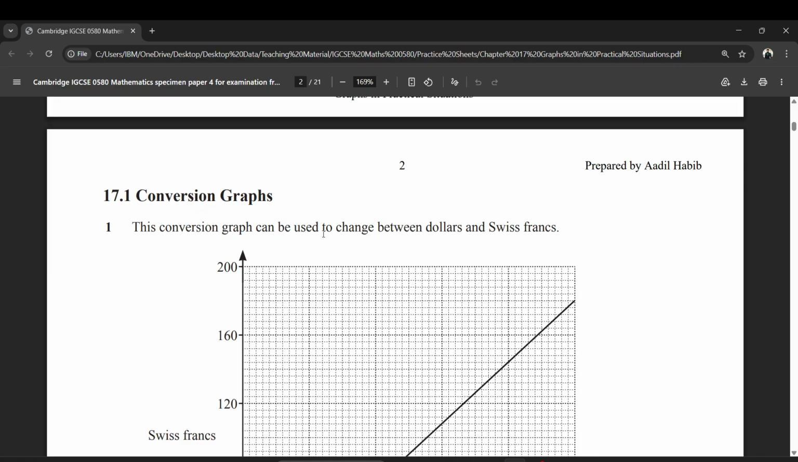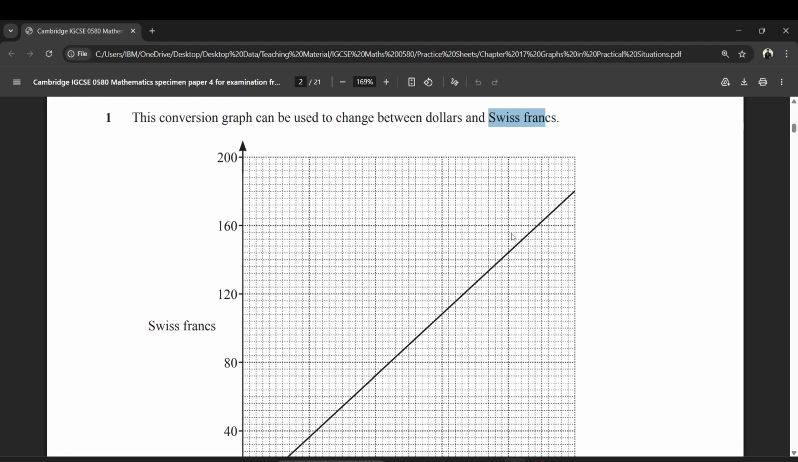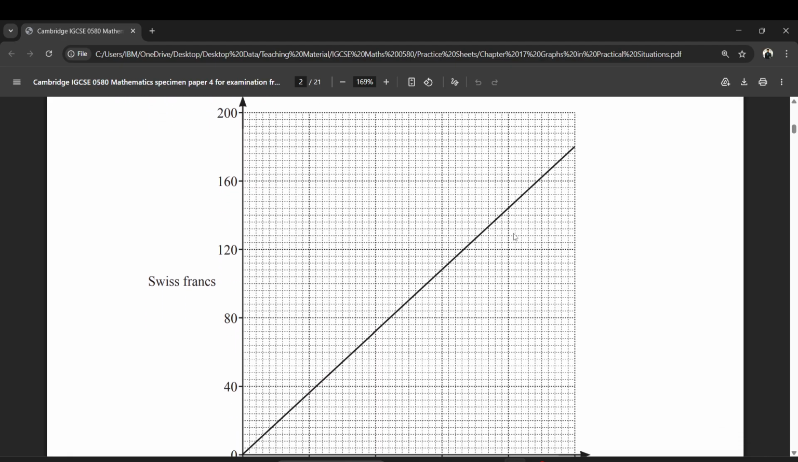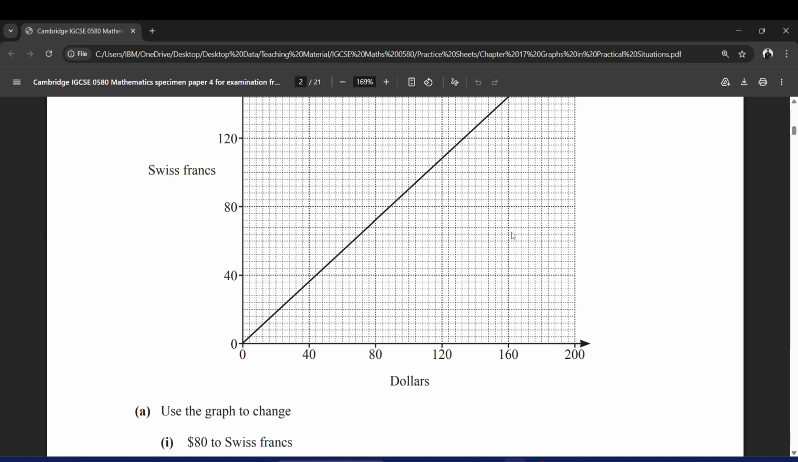So here we can see that there is a conversion graph which can be used to change between dollars and Swiss francs. This is where your currency can be converted. In these types of questions, they give you a graph, and using that graph, you can convert between the different currencies. So let's take a look. Use the graph to change $80 to Swiss francs.